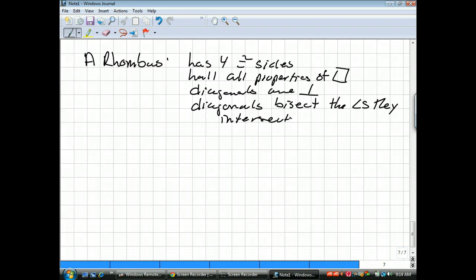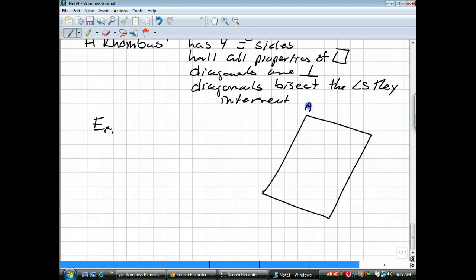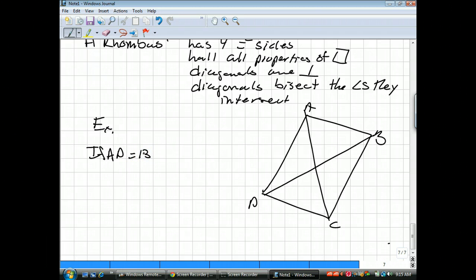Okay, and we know that if 2 consecutive sides of a parallelogram are congruent, then the parallelogram must be a rhombus. So an example here is, this is A, B, C, D, and this is a rhombus, so we are told that this is a rhombus. So if AD equals 13, then AB also has to equal 13, because by definition a rhombus has 4 congruent sides.